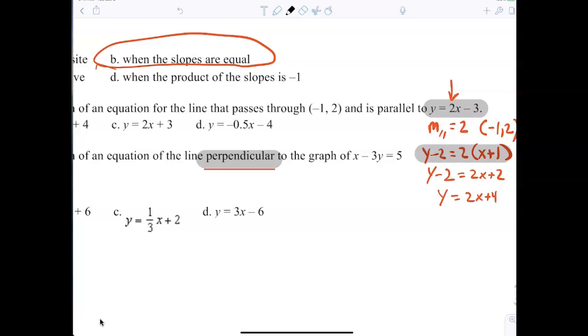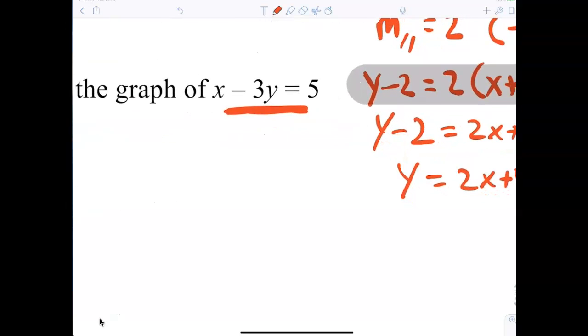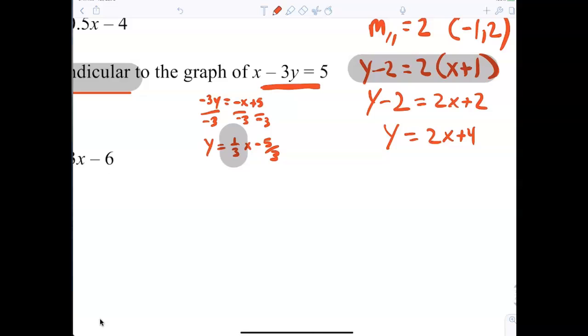All right. So now what I need to do is come down. I need to find the slope of this line. That's the most important thing. So we're going to isolate. So -3y equals -x plus 5. Now we divide by -3. So y is equal to 1/3 x minus 5/3, but the y-intercept doesn't matter because the only thing we care about is the 1/3, the slope. All right, so now right underneath that, tell me the slope of the perpendicular would have to be what? -3. Perfect.